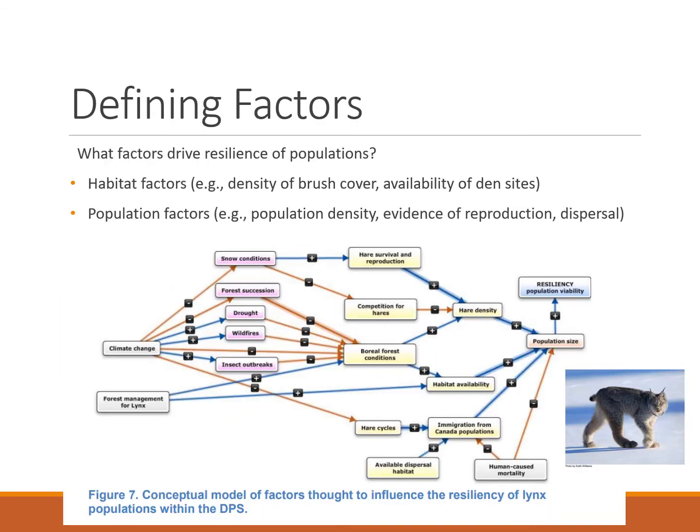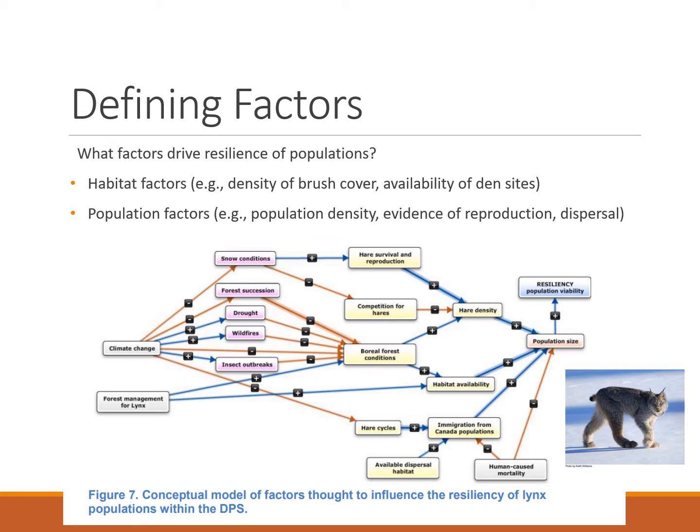So going over some of those defining factors, there's 2 defining factors that really drive resilience of populations. One are habitat factors. So for our plains spotted skunk, these are going to be things like density of brush cover or rocky outcroppings, availability of den sites. And then the second is population factors. So these are things like population density, evidence of reproduction, dispersal, anything that's really a population dynamic.